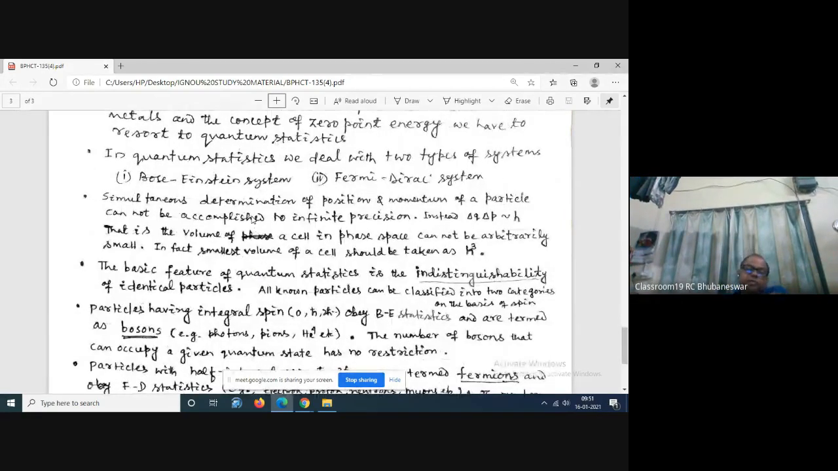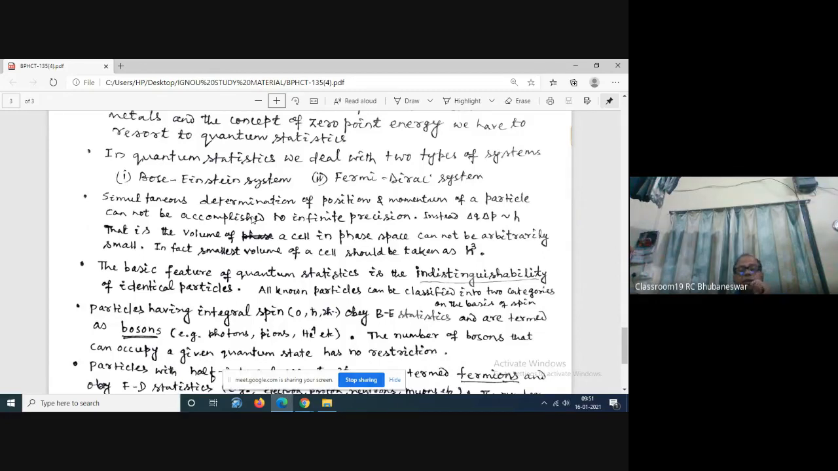You can say the energy of the electron is zero point. Zero point energy doesn't mean it is zero. The minimum energy possible for an electron is not zero. That minimum energy is called zero point energy. So the concept of zero point energy, and to study the behavior of conduction electrons, we have to resort to quantum statistics. And in quantum statistics, we will deal with two types of systems, that is Bose-Einstein or BE system and Fermi-Dirac or FD system. Right? So quantum statistics will deal with two types of systems.